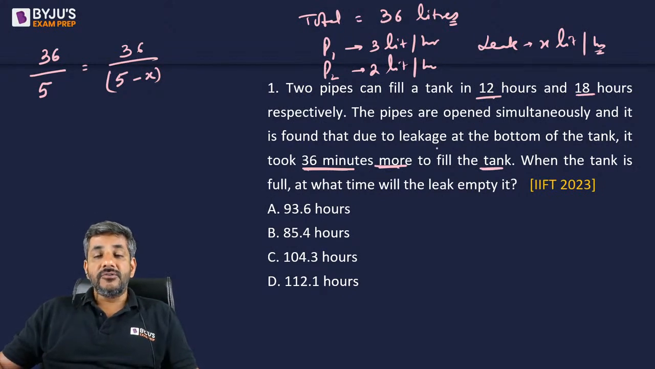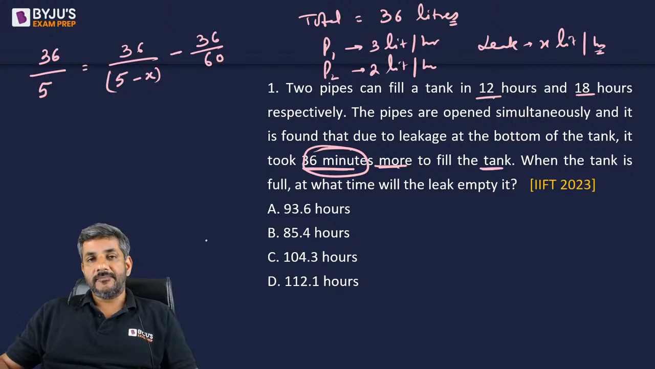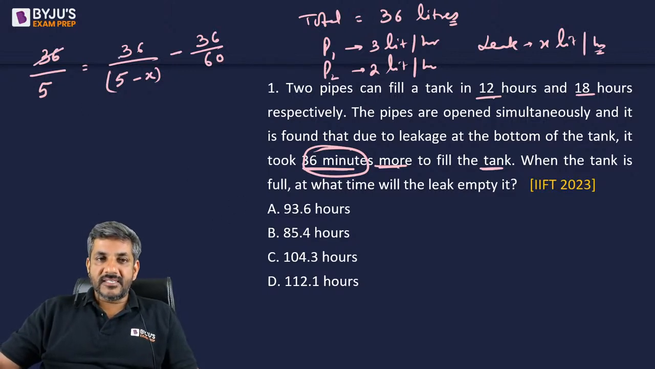And he says due to this leakage today, the time taken is 36 minutes more. So this time is actually 36 minutes more. Or you can say you subtract 36 minutes from this, then you will get this time. 36 minutes means 36 divided by 60 hours. If I convert it into hours, it is 36 by 60 hours. So 36 can be cancelled out from the numerator at all the places.